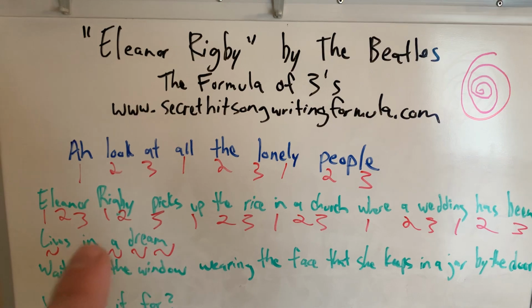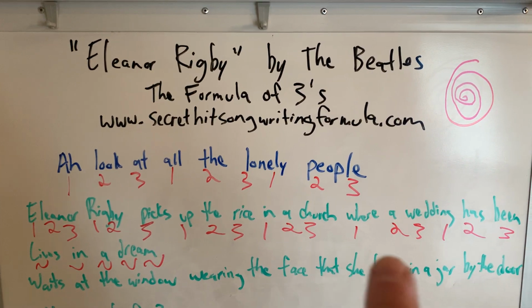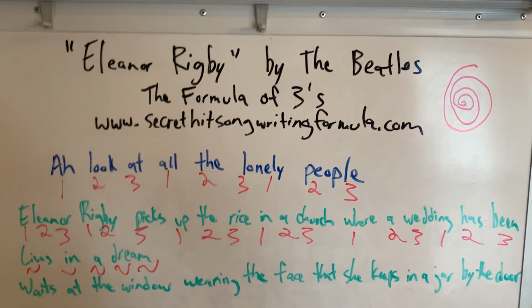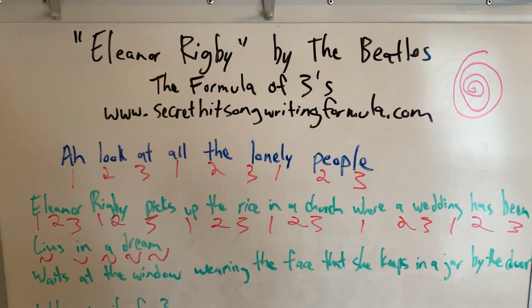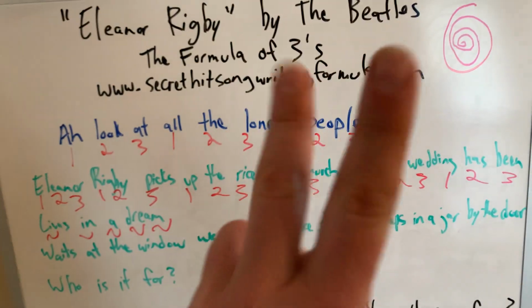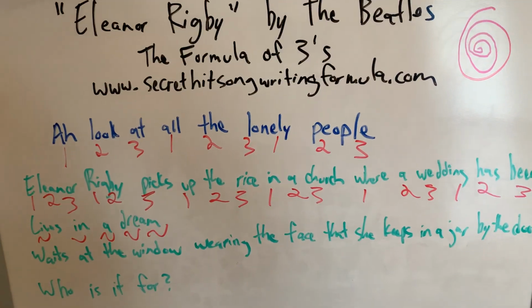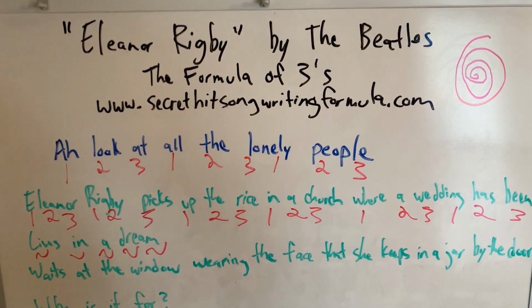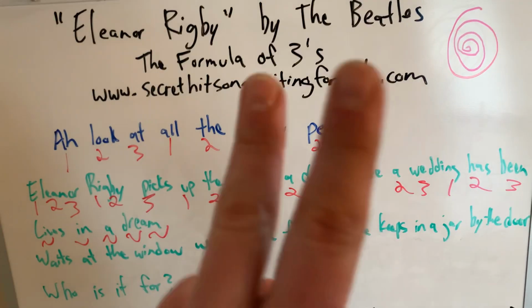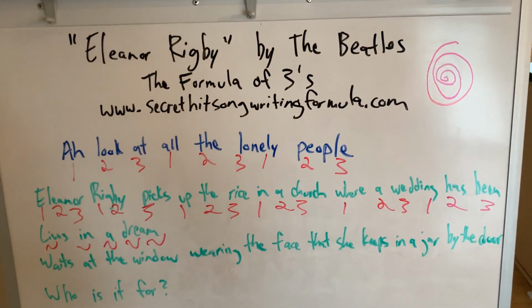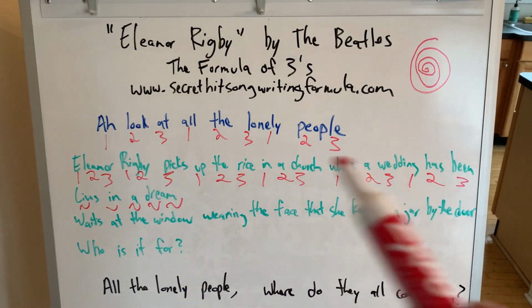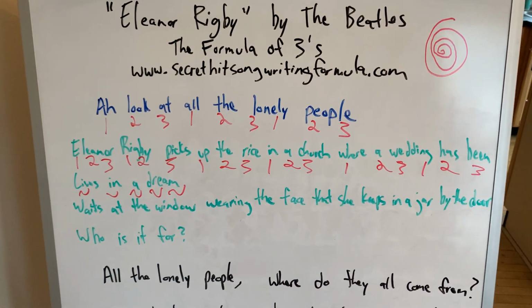Not only does it come out to 3 syllables perfectly if we count it one by one, but even if we're not being so nitpicky and we're just looking for the obvious 3 notes: "Eleanor Rigby picks up the rice in a church where a wedding has been." See how those 3 notes come out very evenly spaced apart? "In a church where a wedding has been." That should clue us in that it's also a 3-note hook if you don't want to count syllable by syllable. So a couple ways to listen there.